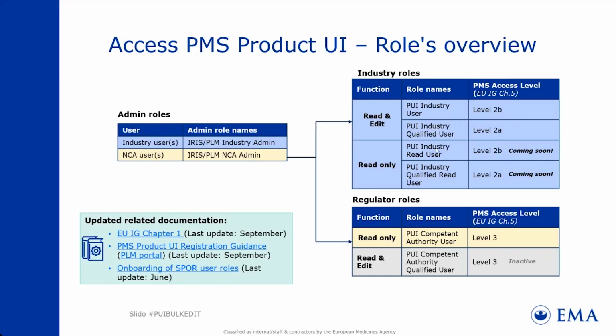This role is called POI Industry Read User. Again, equivalent to level 2B, limited data sets. You can only read the information. You cannot update anything. The POI Industry Qualified Read User role has exactly the same functionality, but with the full access of data. Again, you can see anything in your POI portal based on your organization, but you cannot edit anything. Usually, these roles are mostly for people that are just involved in mapping and checking, but definitely no submission of product information. These are coming soon.